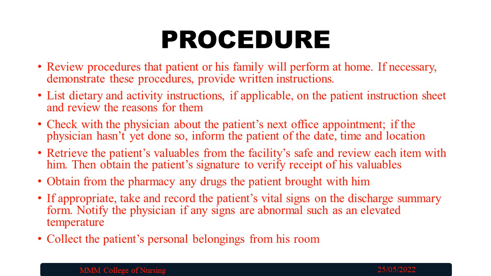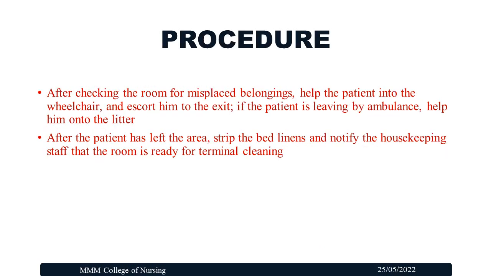Obtain from the pharmacy any drugs that the patient brought with them. If appropriate, take and record the patient's vital signs on the discharge summary form. Collect the patient's personal belongings from his room. After checking the room for misplaced belongings, help the patient into a wheelchair and escort him to the exit. If the patient is leaving by ambulance, help him onto the litter.